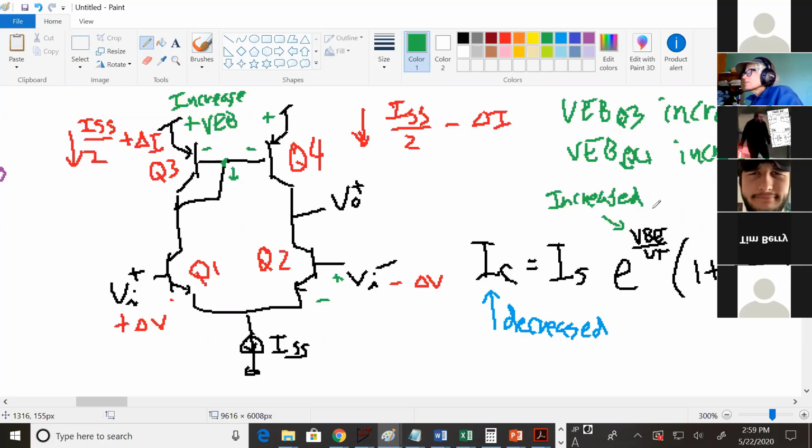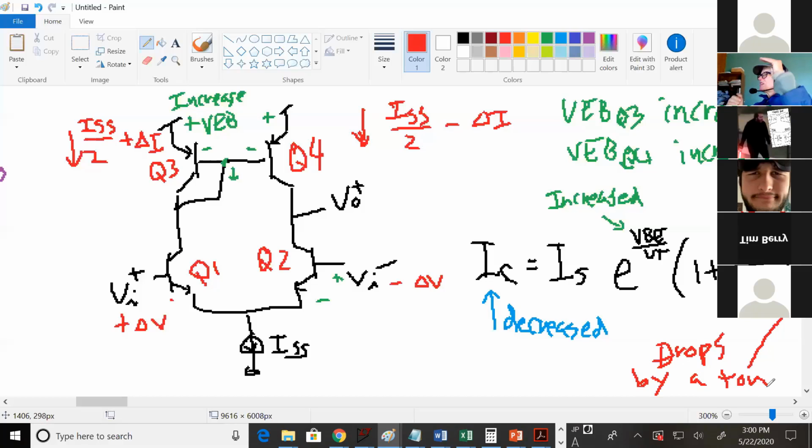So how is this transistor, Q4, going to drop its current back down so it equals that new ISS over 2 minus delta I? What other knobs does it have that it can turn? VCE drops by a ton. So to make up for VBE increasing and IC decreasing, VCE drops by a ton.